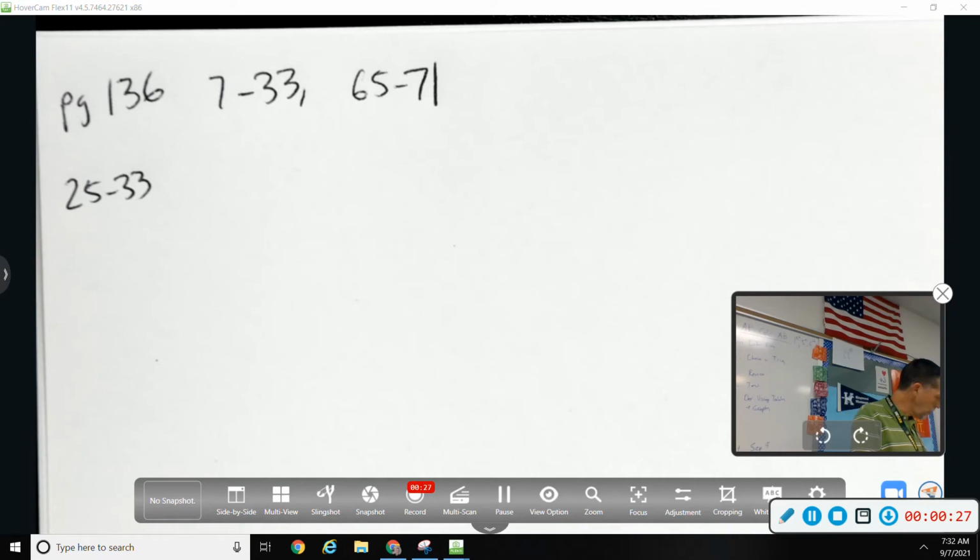Let's see, 25 will be product. 27 is pretty similar, except it's quotient. 29 is chain rule and then quotient rule. Same with 31. Let's do 27 and 33. Hit a little bit of everything.